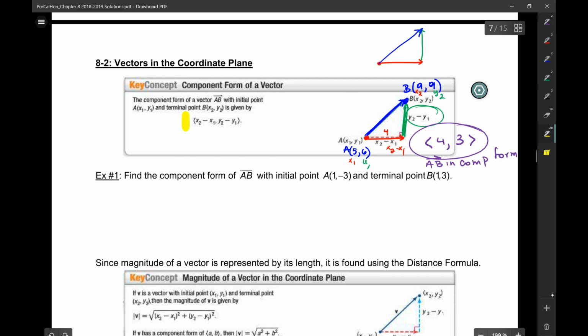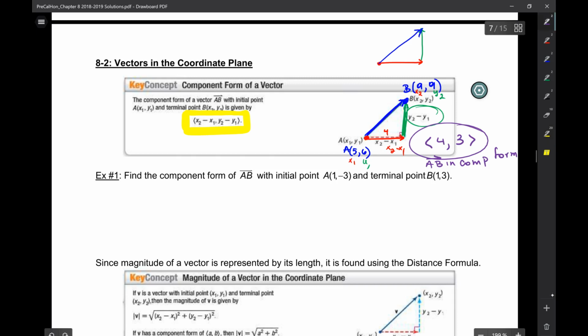More formally, this is the formula for it. You've got that triangular bracket, and then it's x2 minus x1, y2 minus y1. Now, what happens if you did x1 minus x2? What happens if you did 5 minus 9? You would get -4. In which direction would you go? The opposite direction. So that's not cool. You can't do that. It's got to be in the proper order, x2 minus x1, y2 minus y1.